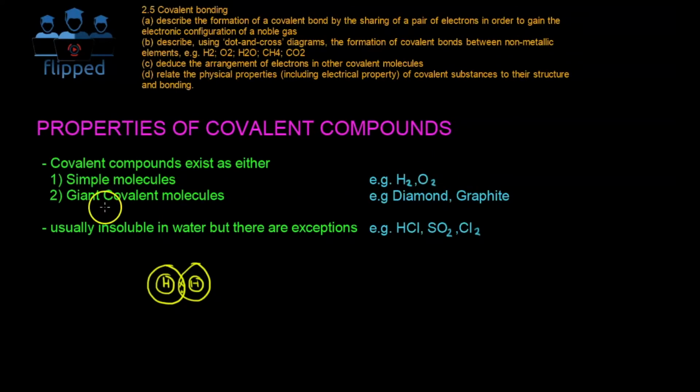They can also exist as giant covalent molecules, which is something new, in the case of diamond and graphite, which we will talk about in the next video. Covalent compounds, these two, are usually insoluble in water, but there are exceptions, which are HCl, SO2, and chlorine. Basically, these are the covalent molecules that can dissolve in water. Otherwise, most of them cannot. For example, chlorine is used in swimming pools, am I right? We use chlorine to disinfect our swimming pools. So this is the introduction for covalent compounds.